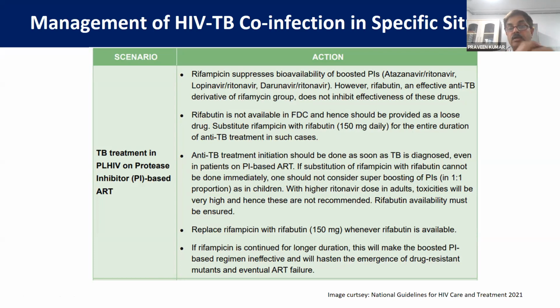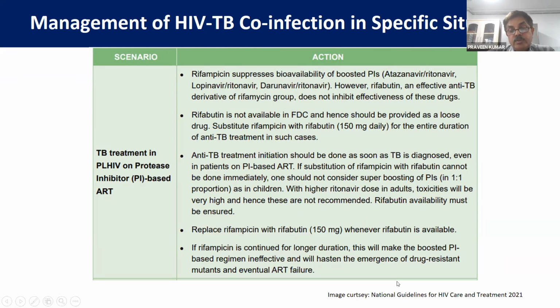We also have to remember that we have to start anti-tuberculosis treatment as soon as TB is diagnosed, even if the patient is on PI-based ART. So if substitution of rifampicin with rifabutin cannot be done immediately, one should consider super boosting of PIs. That is recommended and that you should do. Wherever available, we have to replace rifampicin with rifabutin as per recommendation.